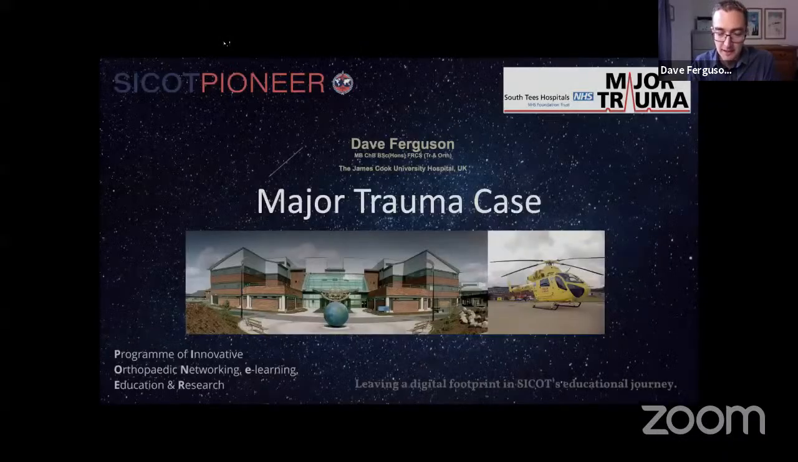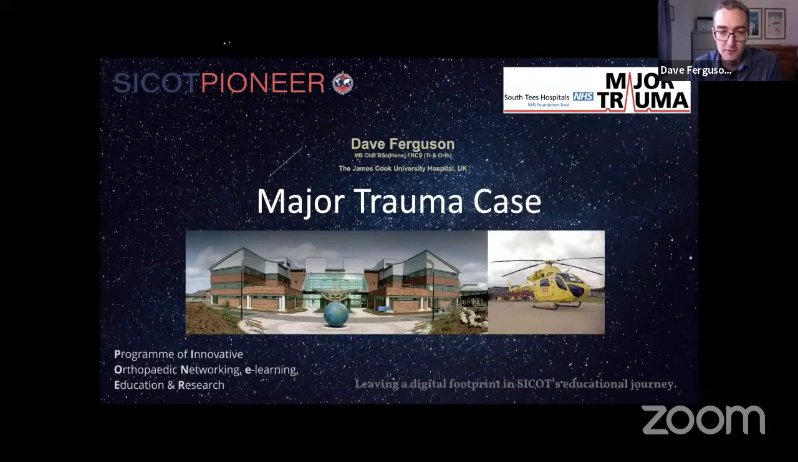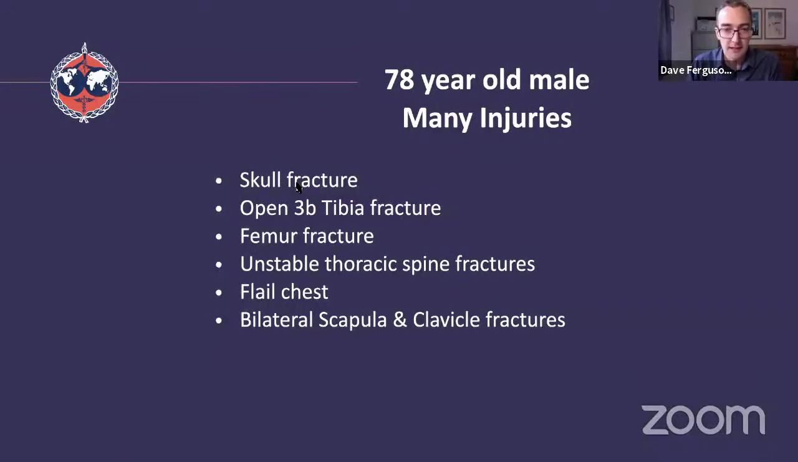This is a case highlighting major trauma that presented to my unit at James Cook Hospital in the north of England pre-COVID. So it's regarding a guy who was 78 years old. He was a male with many injuries. He came off his push bike at high speed and he hit a wall. He had a skull fracture, an open 3B tibia fracture, which will be the focus of this case discussion, alongside a femur fracture on the same side that was closed, but unstable thoracic spine fractures and bad chest with flail segments and bilateral scapular fractures and clavicle fractures.